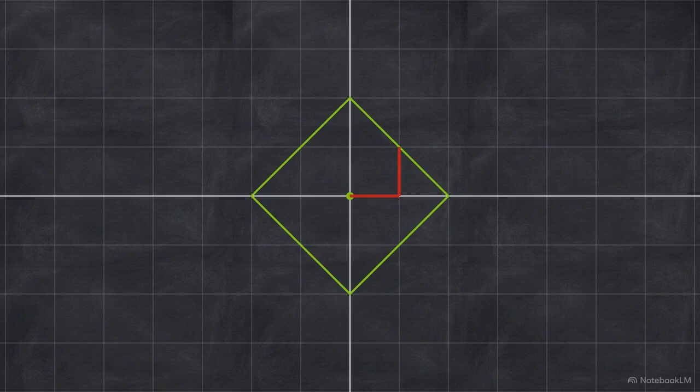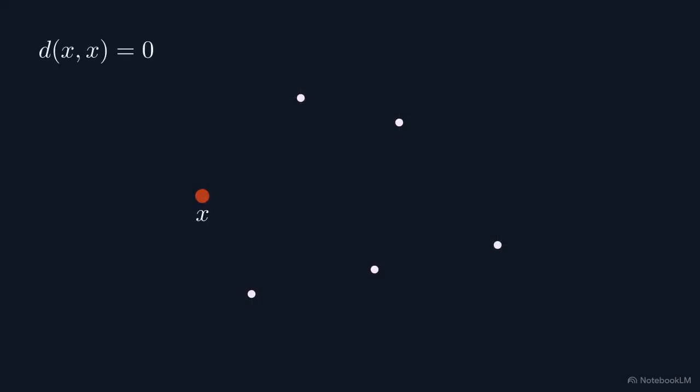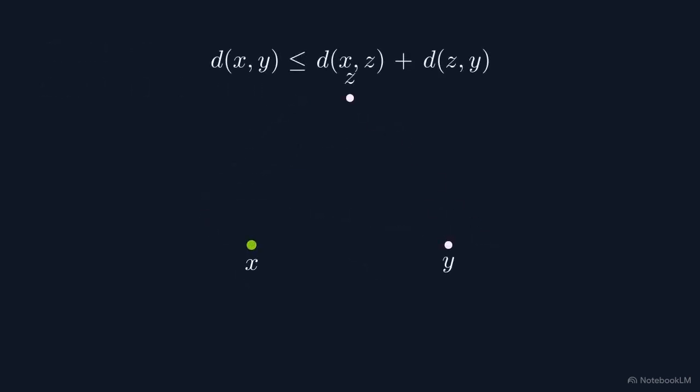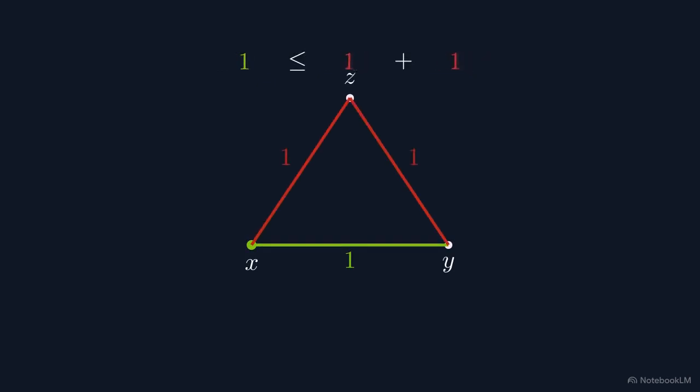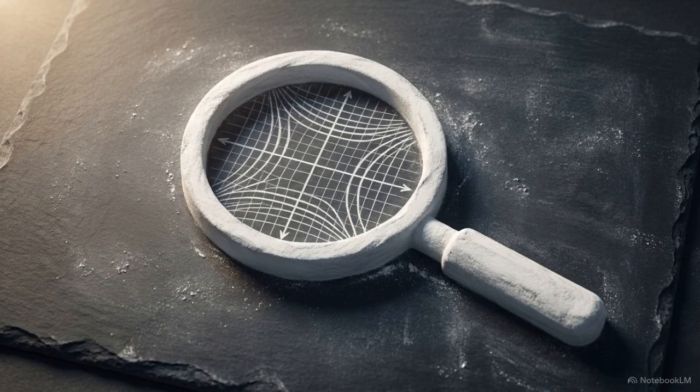Since you can only move in steps, the points at one unit of distance connect into a square rotated 45 degrees. With the discrete metric, the distance between a point and itself is 0, but the distance to any other point is 1. Does the triangle inequality hold? The direct distance from X to Y is 1. The path through Z is 2. The axiom holds. A mathematical space is defined entirely by the ruler you choose to measure it. When you change the metric, you change the geometric rules of that space.